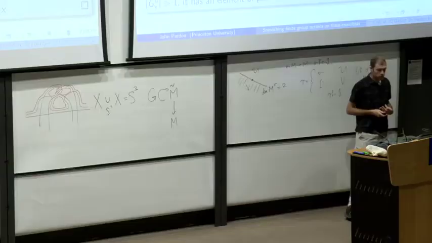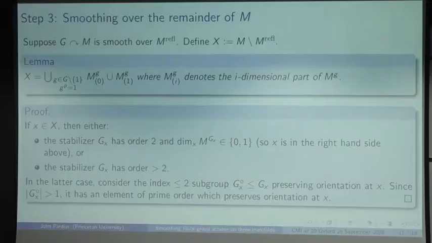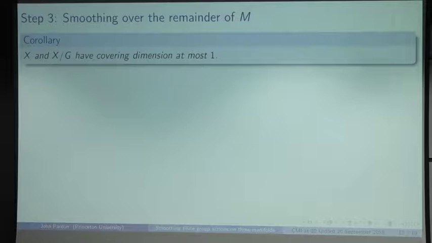Okay, so do some elementary group theory analysis. We see that Smith theory tells us that the locus which is not dealt with by either being Moise or crags is, in this union, essentially one-dimensional. So the corollary is that these spaces have covering dimension at most one, and that's all I really need to know here.